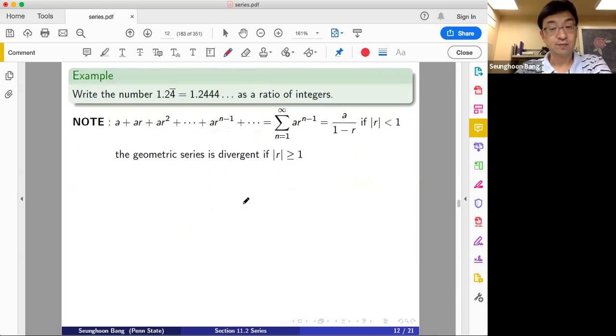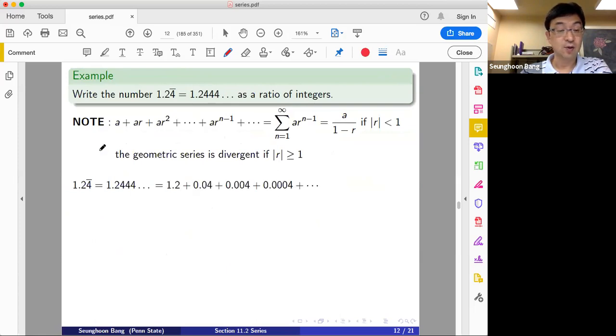The next one. Write the number 1.24 with the 4 repeated: 1.2, 4, 4, 4, 4, 4, and so on. You can change it to a ratio of integers. How can you change it to a ratio of integers? We can use a geometric series. So what does it mean?